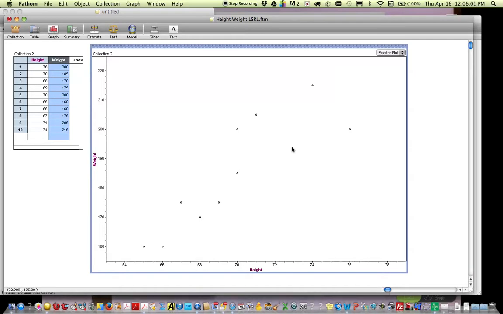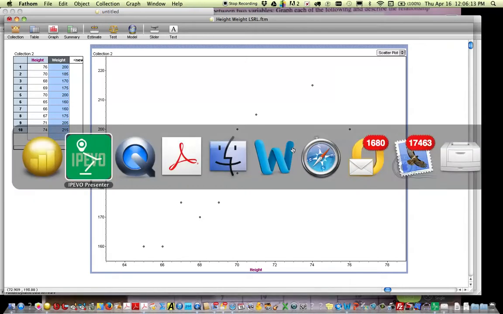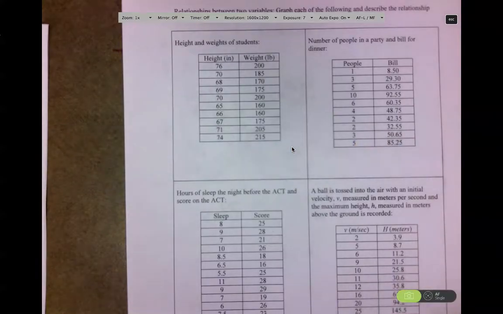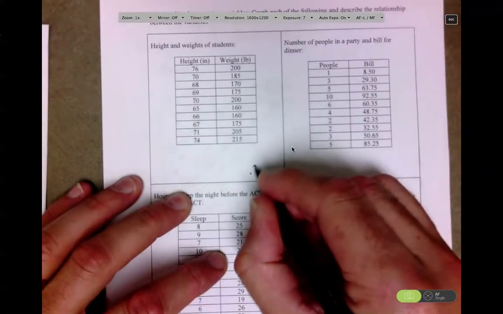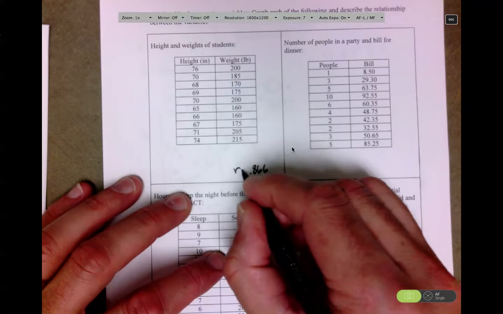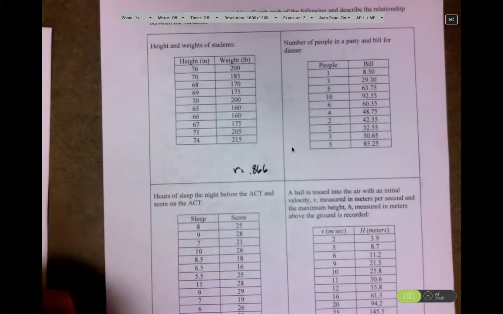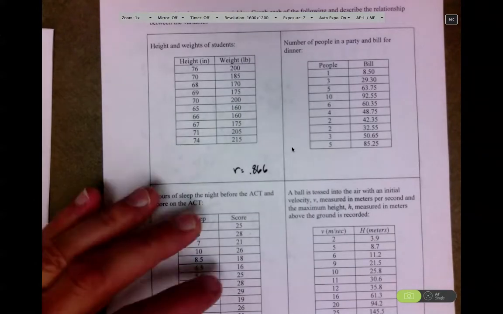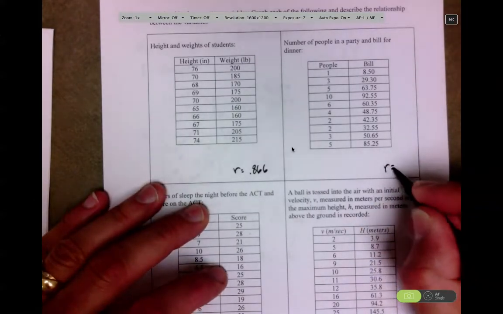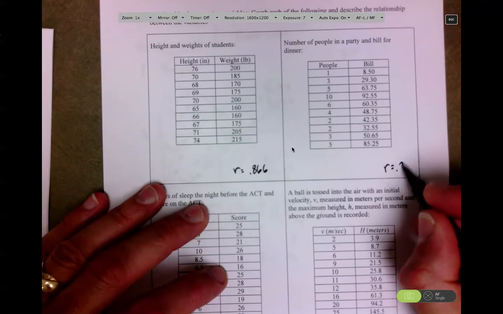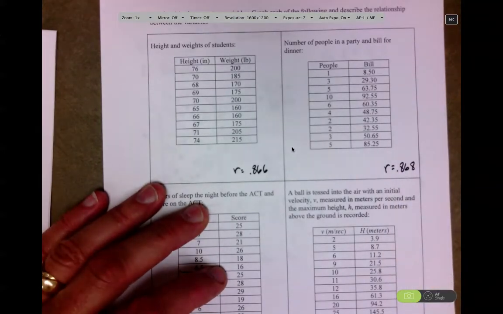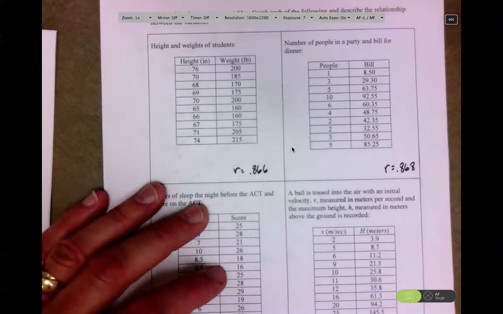If I were doing this with you in class, I would take each one of these data sets and have you make a guess on what you think the correlation coefficient is. All right, this correlation coefficient was 0.866. Okay, and 0.866 is about 0.9. This is a pretty strong positive association. And I'm going to tell you also that the correlation coefficient here is about 0.868. It's just by coincidence that those two things are almost the same.